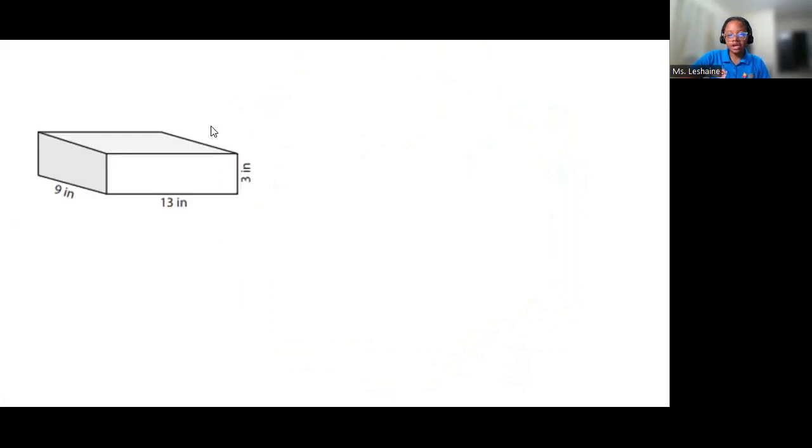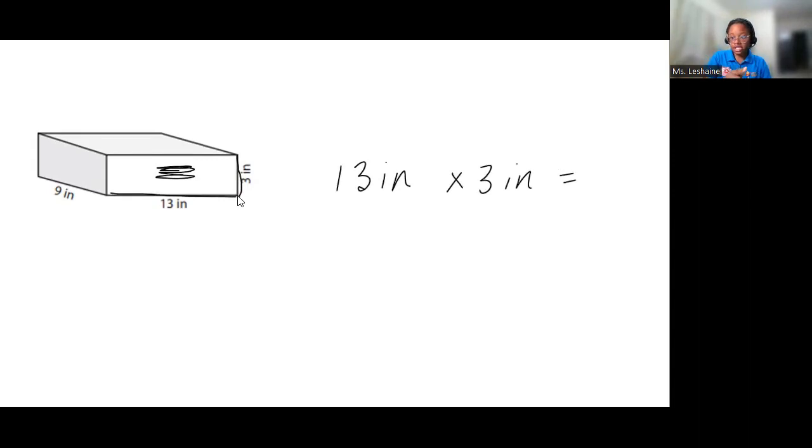To find the area of a rectangle, we have to do length multiplied by width. That means to find the area of this face here, we have to do 3 inches multiplied by 13 inches. So let's go. 13 inches multiplied by 3 inches means that the area of that face, that's right there, is 39 inches squared. Remember that when you are dealing with your area, the units are squared.